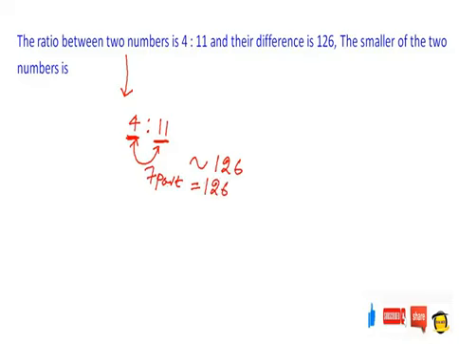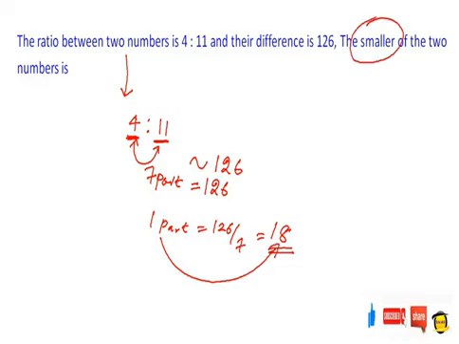Can we assume that this 7 part difference is what is given in the question as 126? So 7 part difference is 126 means what is going to be the value of 1 part? Very simple. 126 divided by 7 and that is going to be 18, right? So 1 part's value is 18 and we are in need of finding the smaller of the two numbers, right?